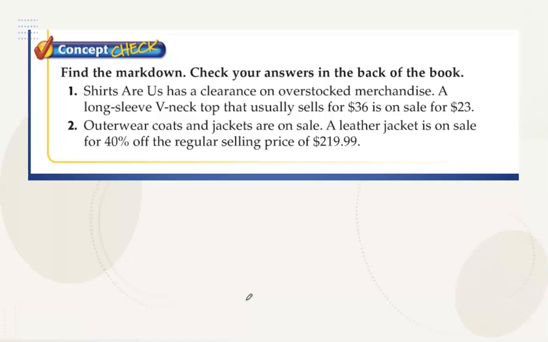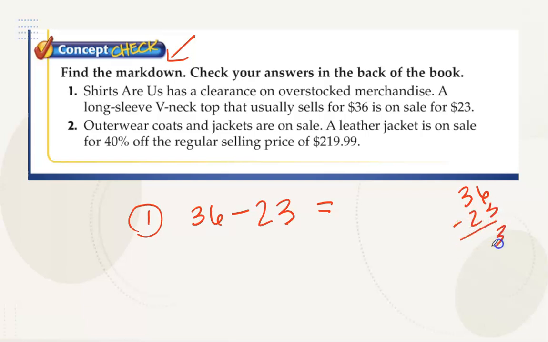Okay, here are those two problems. Shirts Are Us has a clearance on overstocked merchandise. A long sleeve V-neck top is usually sold for $36, but is on sale for $23. Find the markdown. So for number one, because they're both money amounts, I am just subtracting. So if I take 36 minus 23, I get 13.